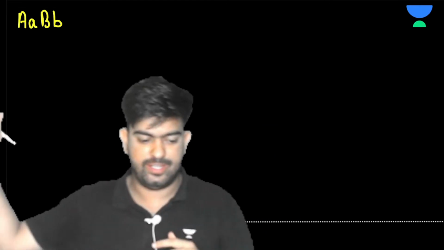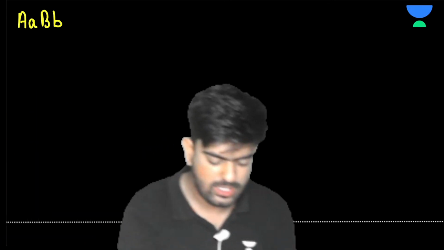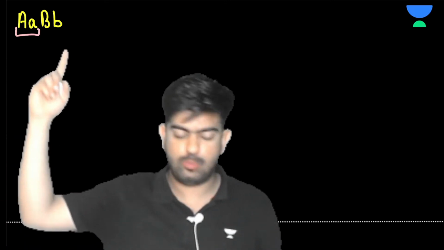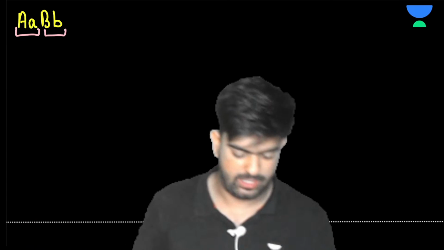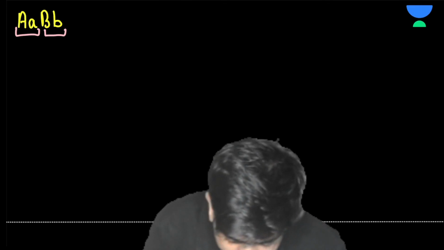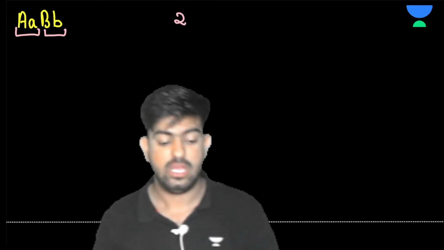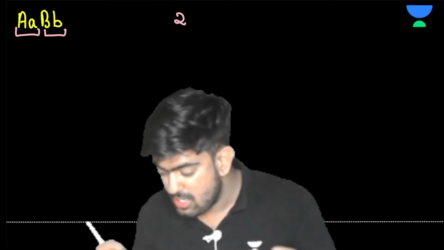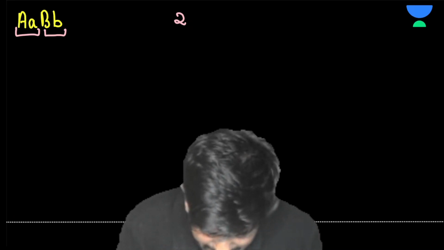We have capital A, small a. This is one heterozygous pair. And then we have capital B, small b. This is another heterozygous pair. How many heterozygous pairs in total, sir? We have 2 heterozygous pairs in total. If we have 2 heterozygous pairs in total, then we are going to get 4 types of gametes.